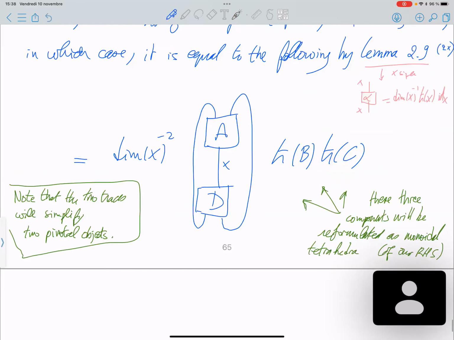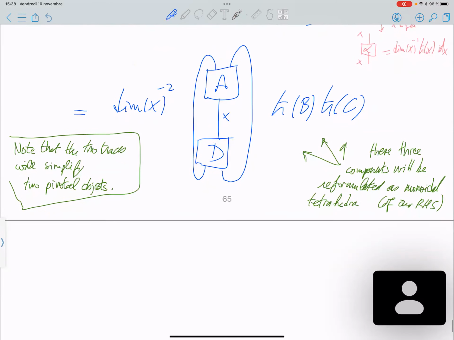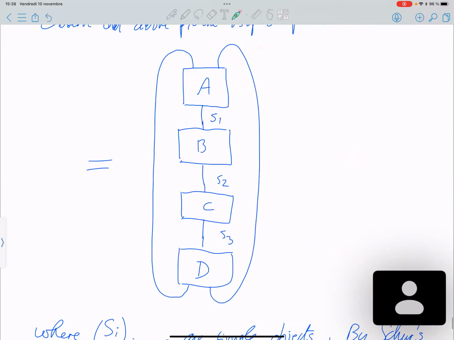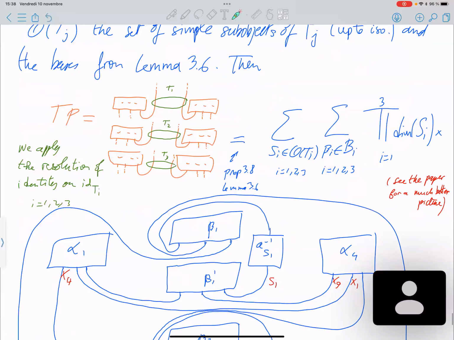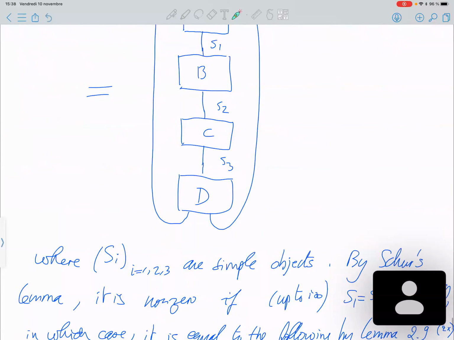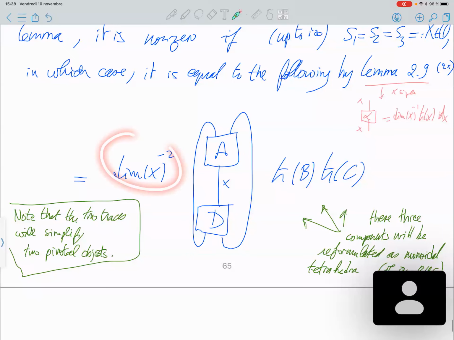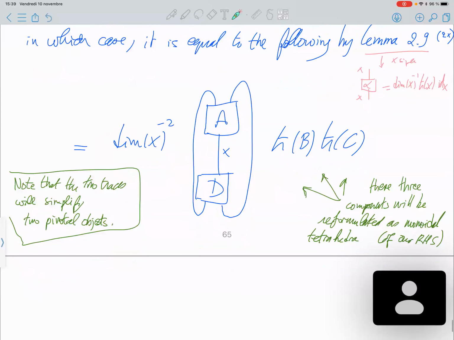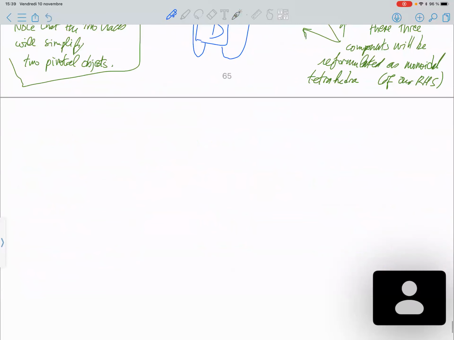Then you also have here dimension power -2, but here you have dimension power 3. Remember, S1 equals S2 equals S3 equals X. So your dimension X power 3, dimension X power -2. So it remains only 1 dimension X, dimension X power 1.